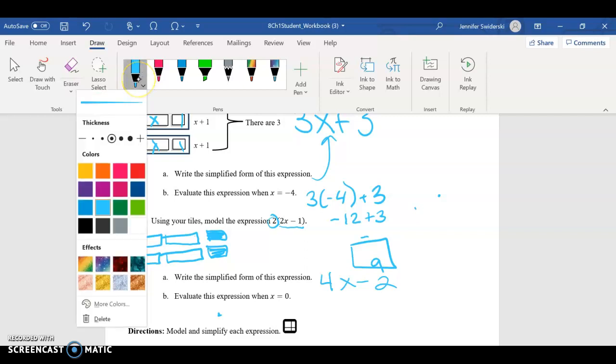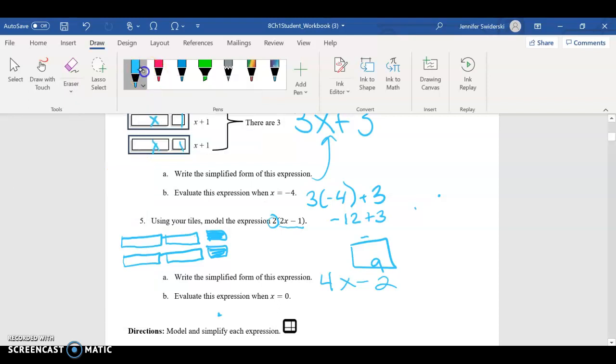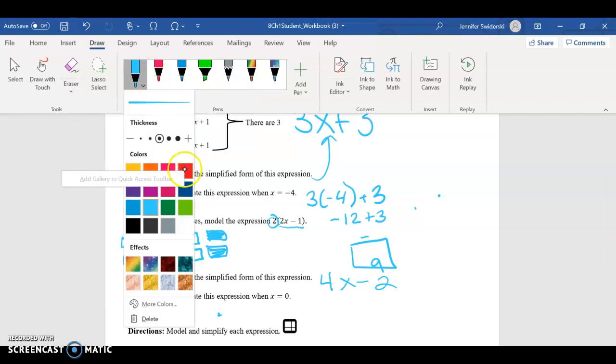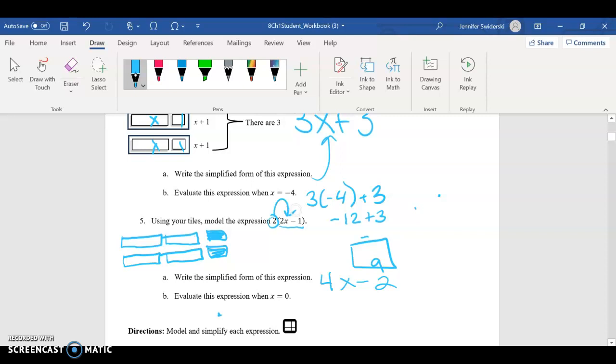Yeah. If you look up here, you can distribute. 2 times 2x would give you 4x. 2 times -2 gives you -4. Now, the tiles will be helpful if you're a visual learner, all right? But if you're seeing this distributing method, you can do that as well.